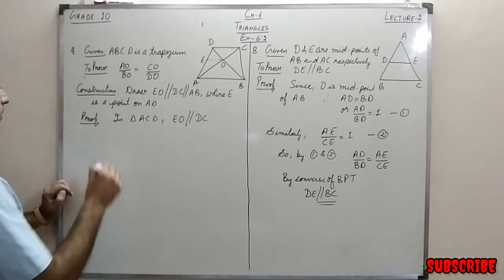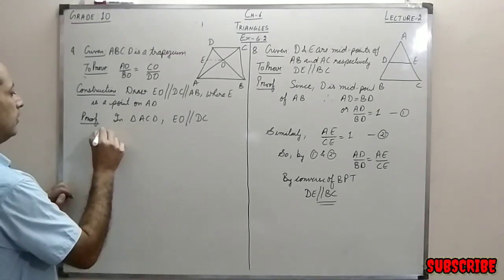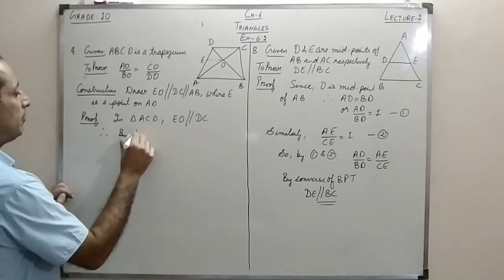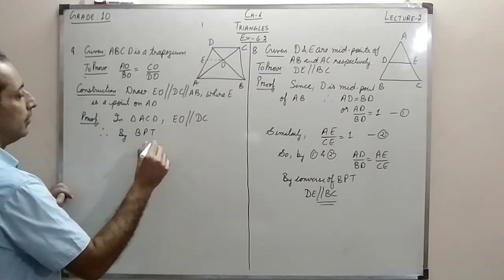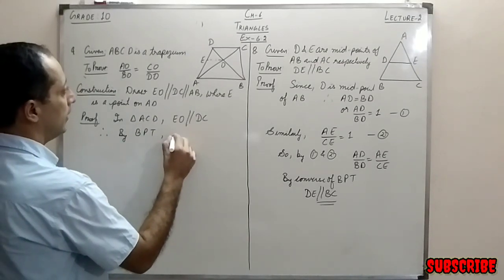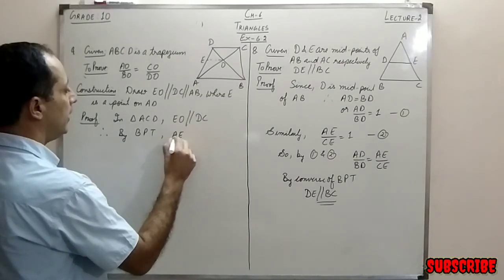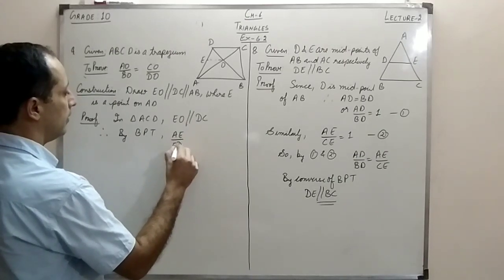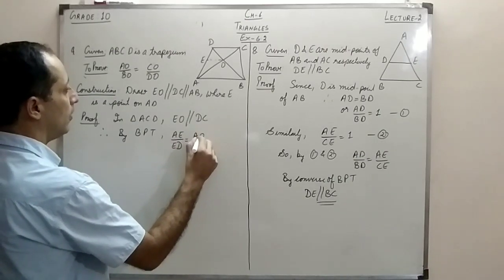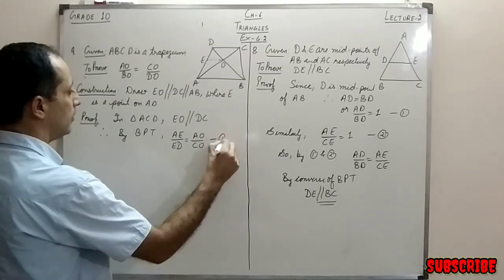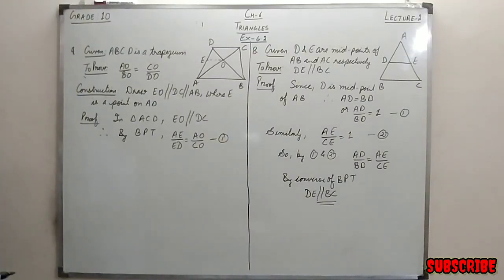Right? So, therefore, by PPT, what I can say is that AE upon ED is equal to AO upon CO. So I put this as equation number 1.